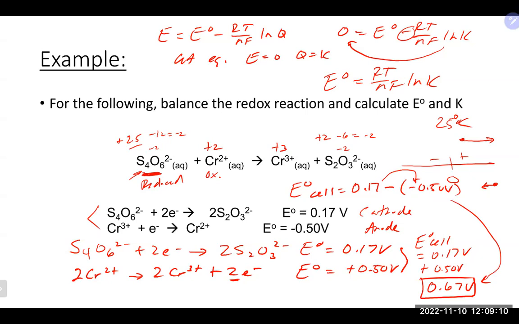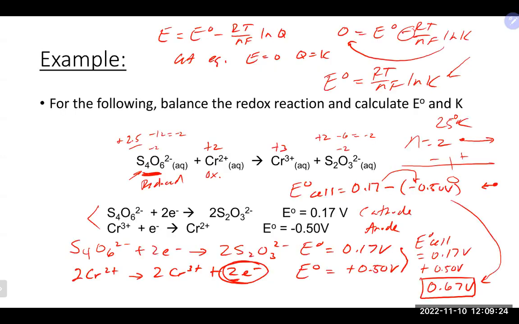All right, so we also want to get to this guy. We can see from our equation it is 2 for N, so N is going to equal 2. We have our temperature, and I think that is all we need. So maybe, nope. We will go here. We're going to go with our E naught is equal to RT over NF natural log of K.